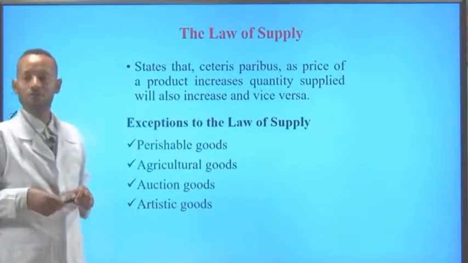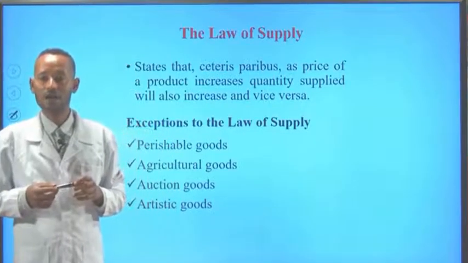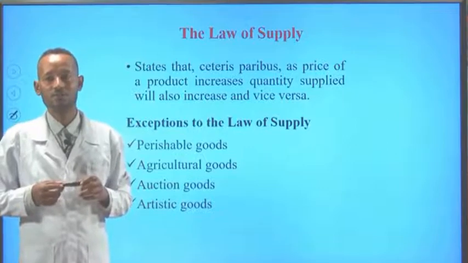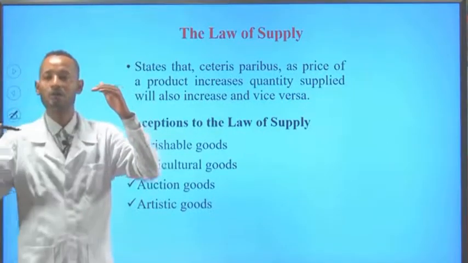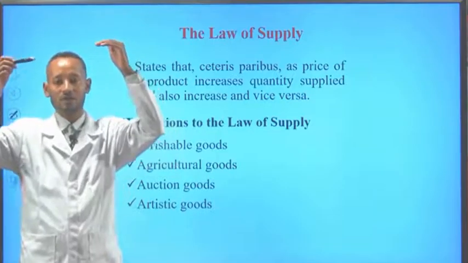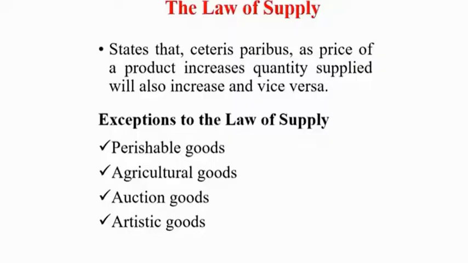Now let's move to the law of supply. The law of supply states that, other things remain unchanged, or ceteris paribus, as price of a commodity increases, then quantity supplied will also increase, and as price of a commodity decreases, quantity supplied will also decline. So there is a direct relationship between the price of a commodity and quantity supplied.